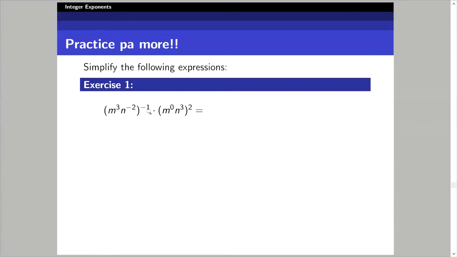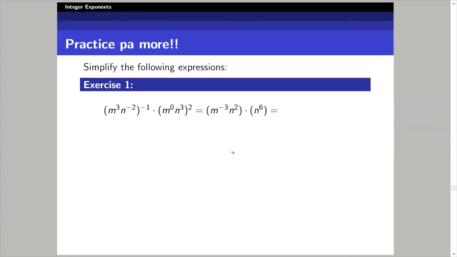So, I think it's best if we distribute the exponents first here and here. Let's do it. So, I'm going to have m raised to negative 3, and then n raised to positive 2, right? And then here, what is m raised to 0? It's 1, okay? So it becomes 1. And then I have n raised to 3 times 2, it is 6. So that's why we're going to have this, okay? You may want to double check.